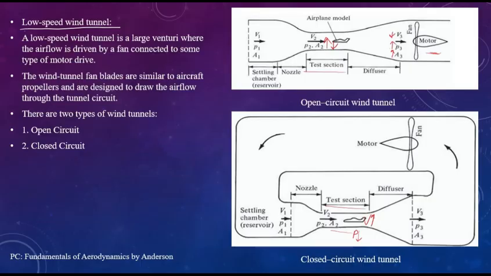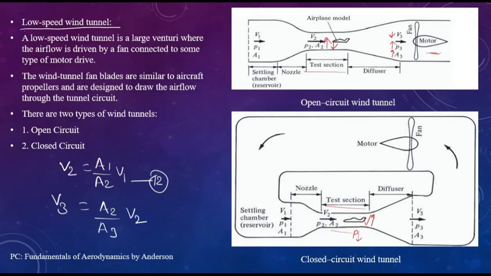Now, from the continuity equation, if I have to write the velocity in the test section, we can write V2 is equal to A1 by A2 into V1. Let us say this is our equation 12. Similarly, what if I have to write for the diffuser? In a similar fashion, for the diffuser, we can write V3 is equal to A2 by A3 into V2. This would be our equation 13.